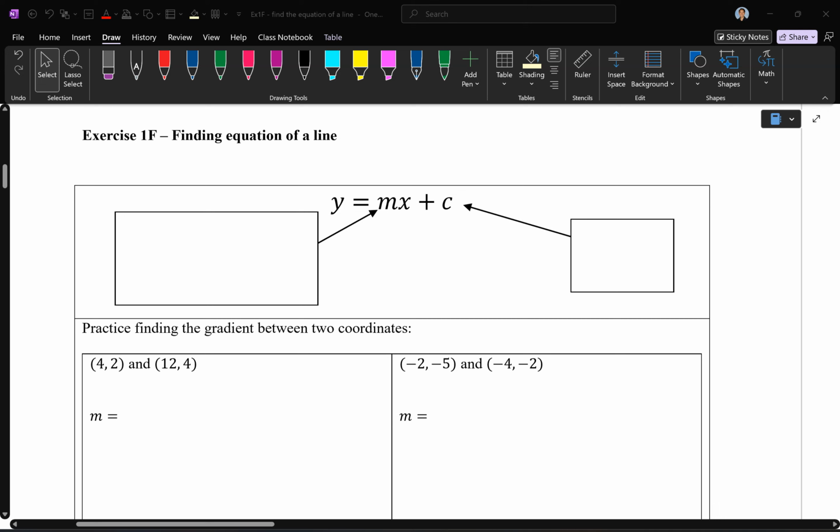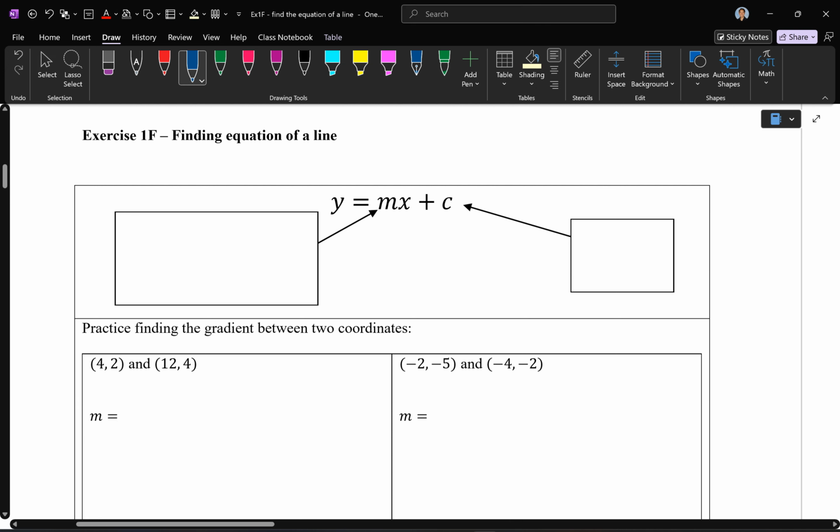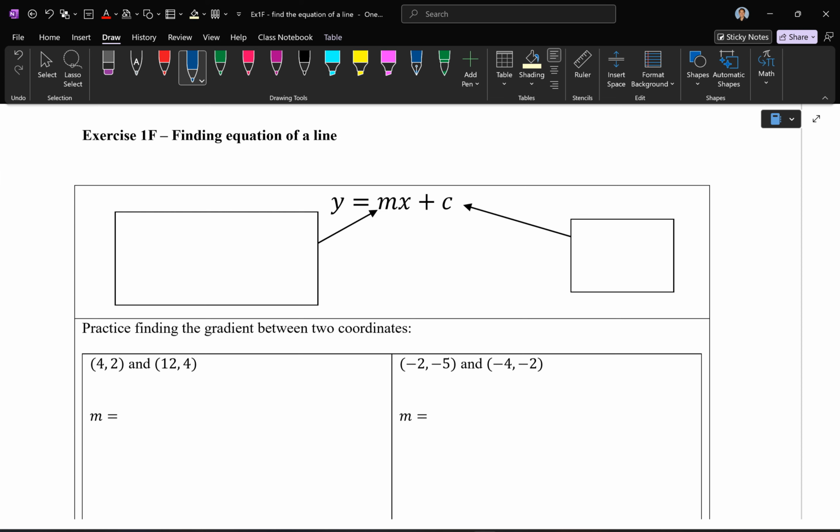So, exercise 1F is finding the equation of a straight line. I've demonstrated so far that in the previous exercise, you had to learn to identify m and c. And then what we're going to work through today is now developing the equation. So if you type on Desmos, it should do what you want over here.